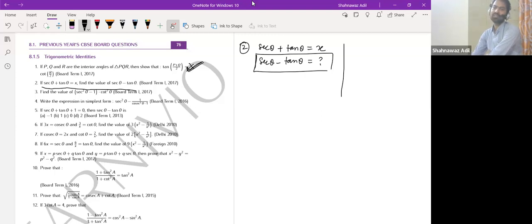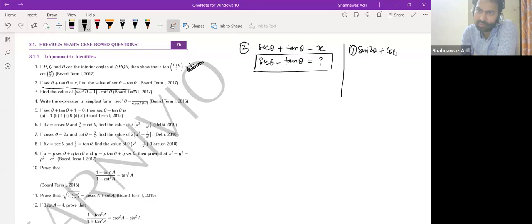Whenever you guys see sec and tan theta, you have to remember, right, what is the exercise that we are doing? Trigonometric identities, right? So what are the identities that we have? This is the first one. The second one is sec square theta minus tan square theta is equal to 1, and then the last one.